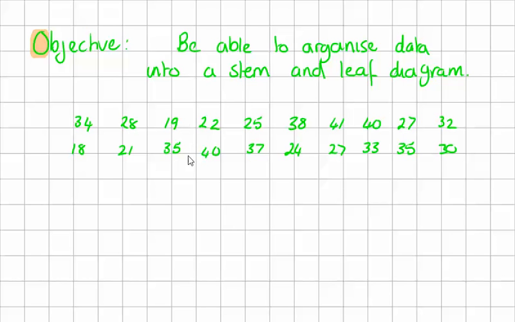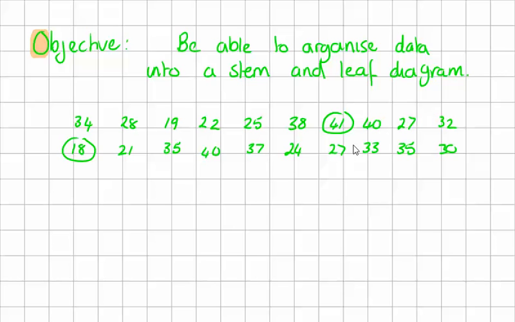So we'll talk through. Here's my data. The first thing we have to do is decide what the stem is. So where do we have to start? With the stem, we need to know the lowest number and the highest number. So let's identify the lowest number: 18 is the lowest, you think. And then the highest, 38. 41. 41 is the highest, we think.